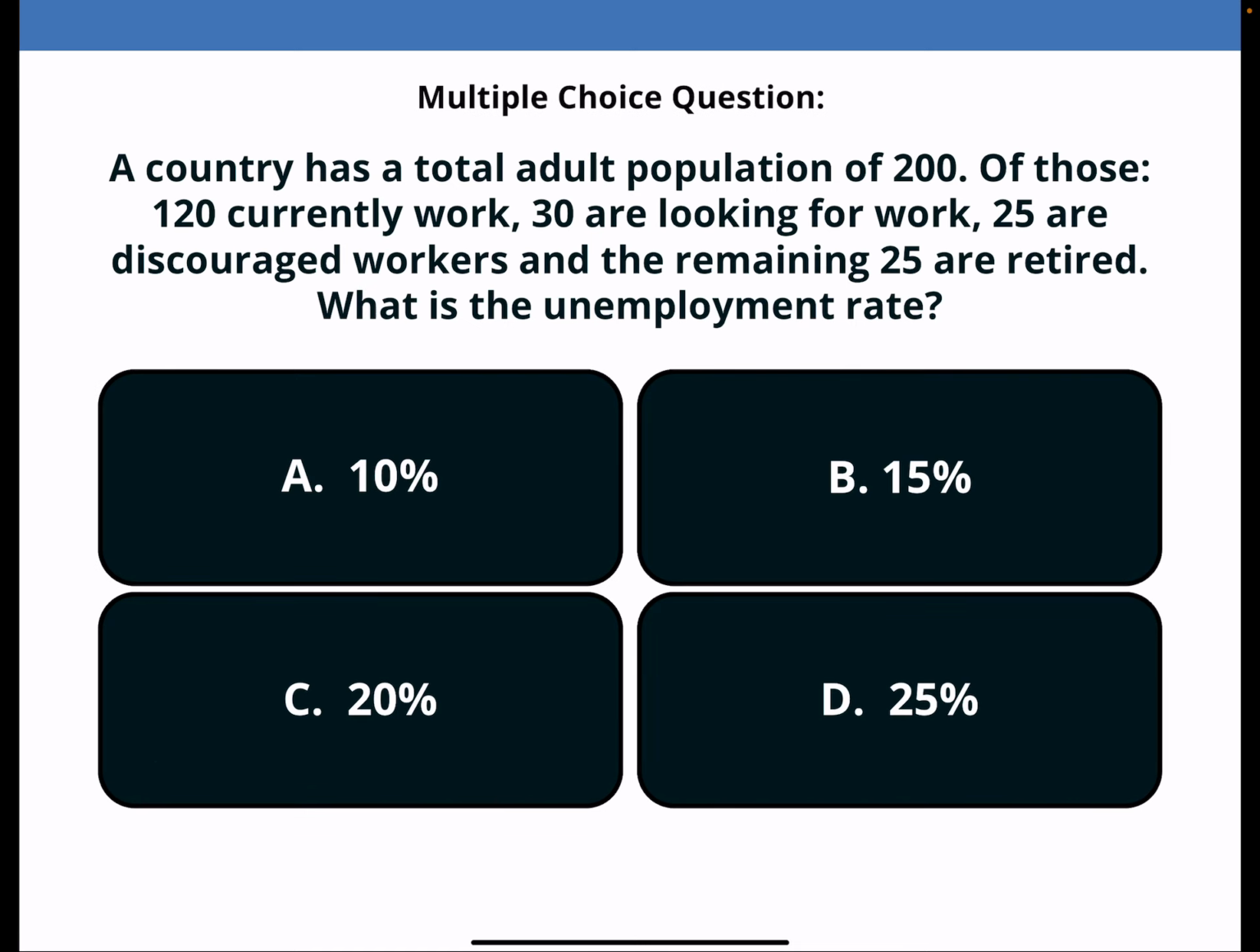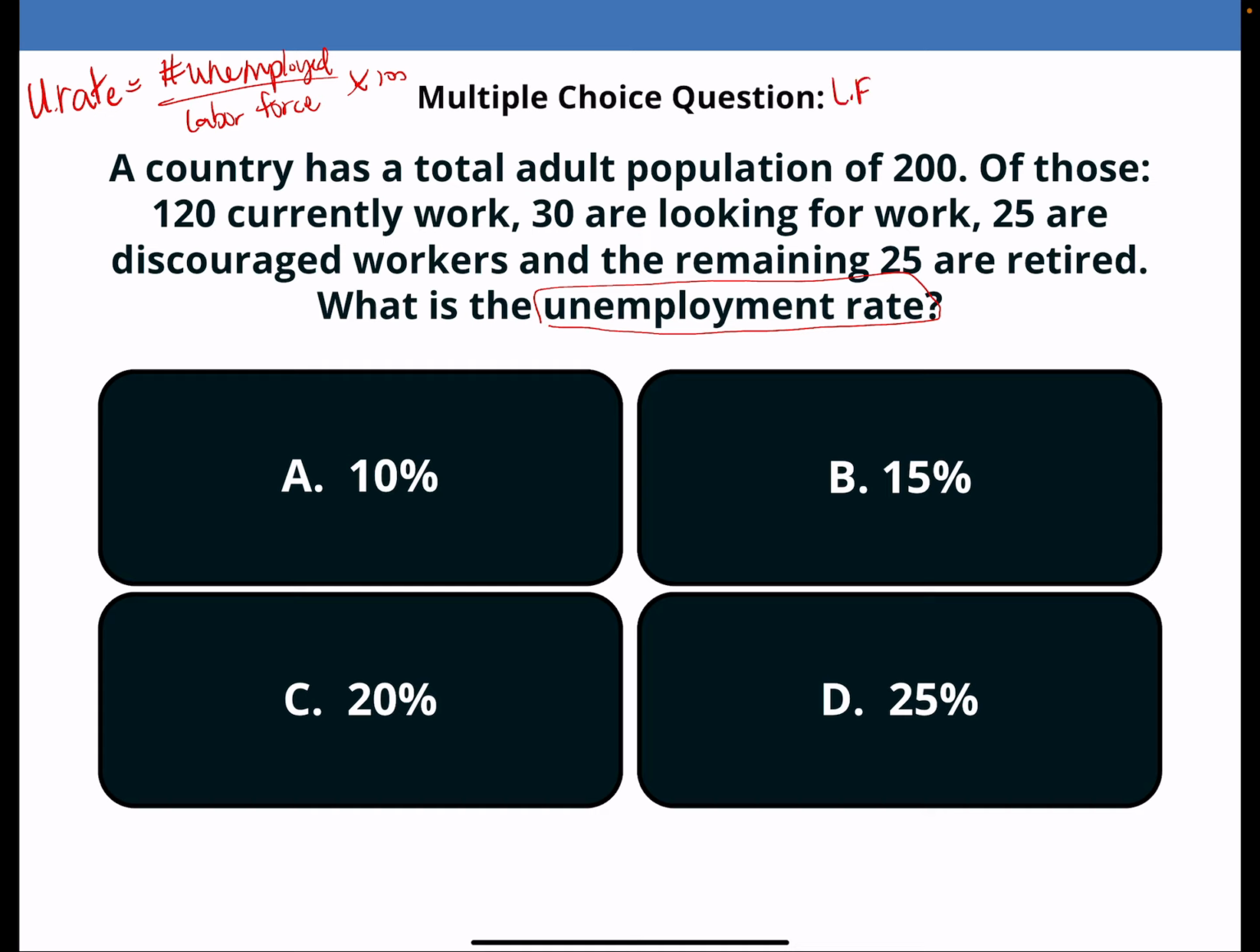Let's try another one. A country has a total adult population of 200. Of those, 120 currently work, 30 are looking for work, 25 are discouraged workers, and the remaining 25 are retired. What is the unemployment rate? You need to remember your formula for the unemployment rate: the number of unemployed, so we're going to have to figure that out, divided by the labor force, and then multiplying times 100.